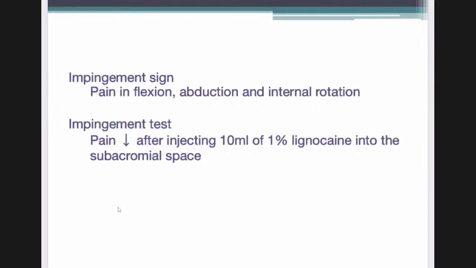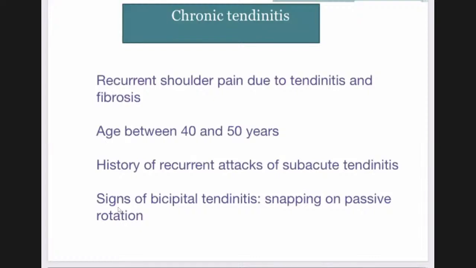Now, the other stage of the disease is chronic tendinitis. This patient has recurrent, on and off shoulder pain, and this pain is due to tendinitis and fibrosis. The fibrosis has occurred because the tendinitis has healed with scarring, there's calcification there, and this also leads to fibrosis, which again compromises the subacromial space. Because of the increased size of the tendon, it again rubs under the coracoacromial arch. This is usually seen in the age group of 40 and 50 years.